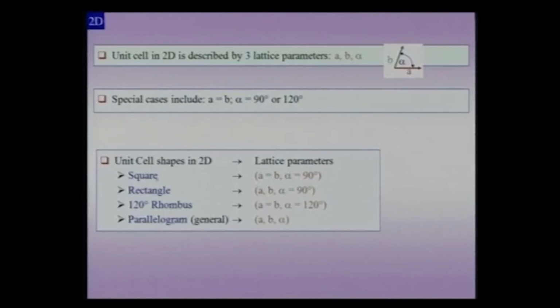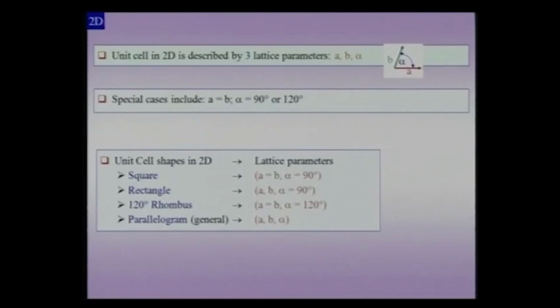In the square unit cell, A equals B and alpha equals 90 degrees. In the rectangle unit cell, A and B are arbitrary numbers which are not equal to each other, and alpha still is equal to 90 degrees. In the 120 degree rhombus, A is equal to B, but alpha has a special constraint on it that it should be equal to 120 degrees. The parallelogram unit cell is the most general unit cell possible, wherein A, B and alpha are 3 parameters which have no constraints placed on them.